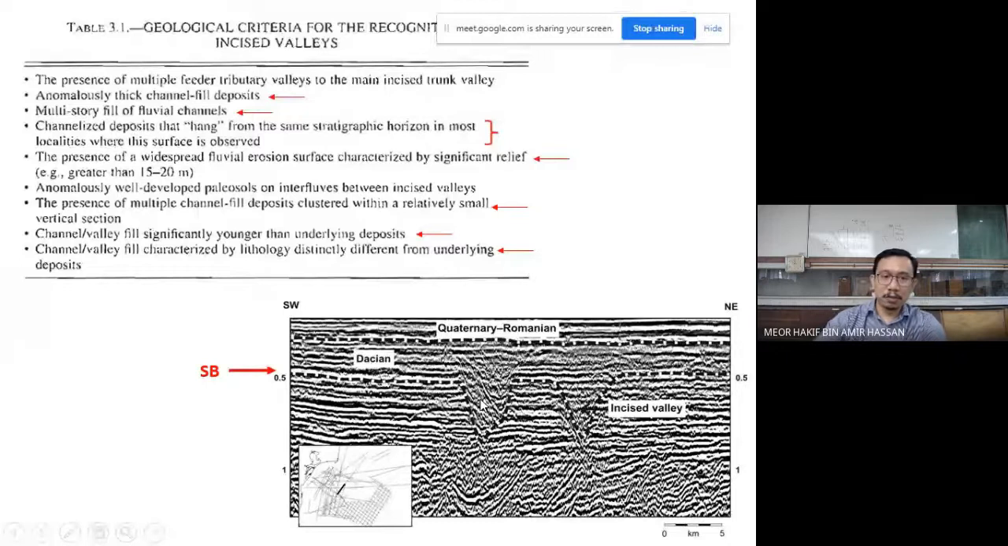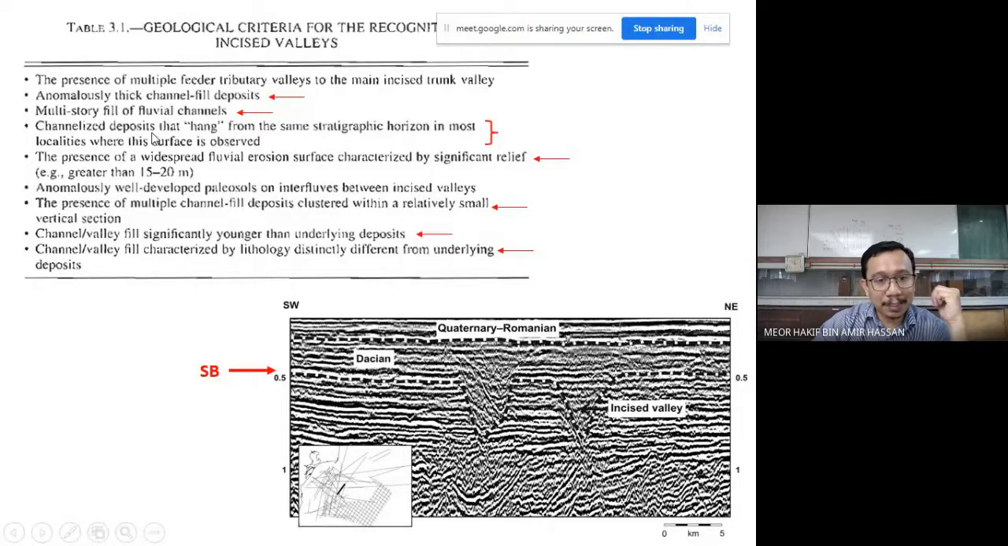Okay, so how do we know that this is an incised valley? Well, these features here have several characteristics which are consistent with an incised valley interpretation. One, you have an anomalously thick channel fill deposit. It's probably something like 30, 40 meters thick. And the channel fill deposit is multi-story again, lots of channels on top of each other.